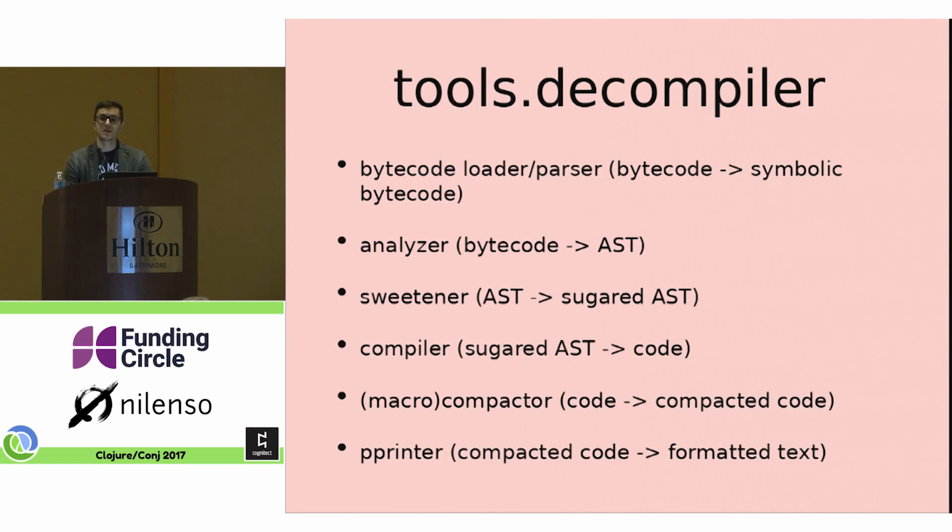Then we have a compiler that takes this AST and turns it back into Clojure code. We have a compactor that takes this code and tries to reduce the amount of code, to undo macro expansion, for example, and undo inlining. And finally, we have a preprinter that takes this code and just formats it and makes it a bit more readable.